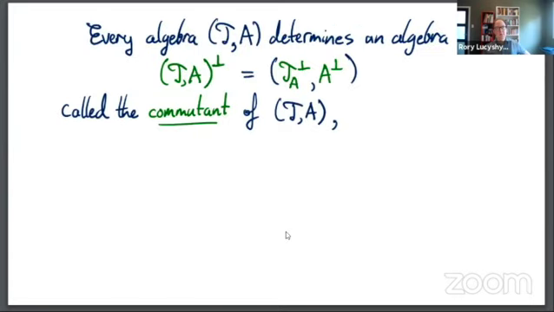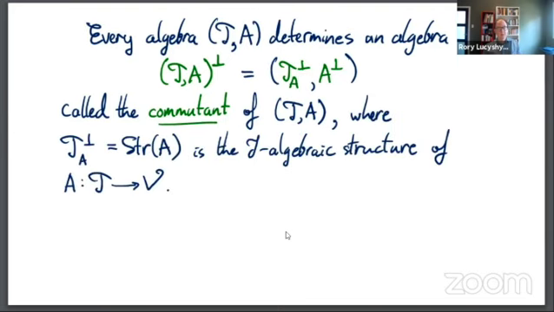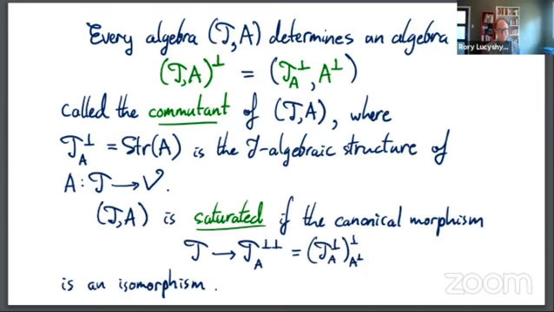To do this, we'll need the notion of commutant for algebras. If we have an algebra T comma A, then it determines another algebra T A perp, called the commutant of T A. And here, the theory that you're seeing there, T perp sub A, is the commutant of T with respect to A, which also is the J-algebraic structure of the V functor A, going from T to V, the given algebra. And we say that the algebra is saturated if the canonical morphism from T into its double commutant is an isomorphism. So we have the notion of saturated algebra.